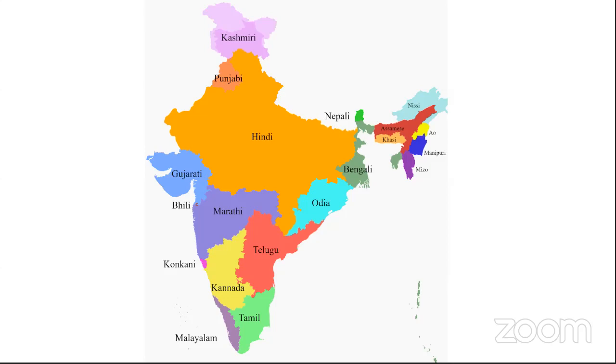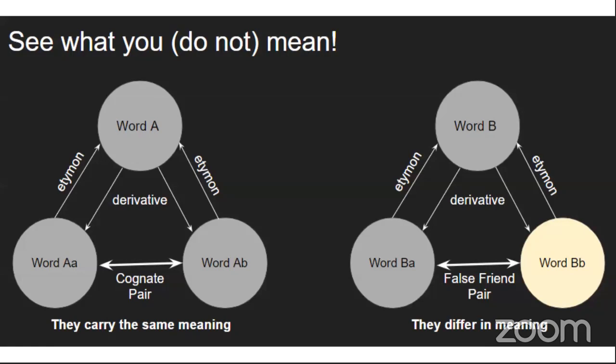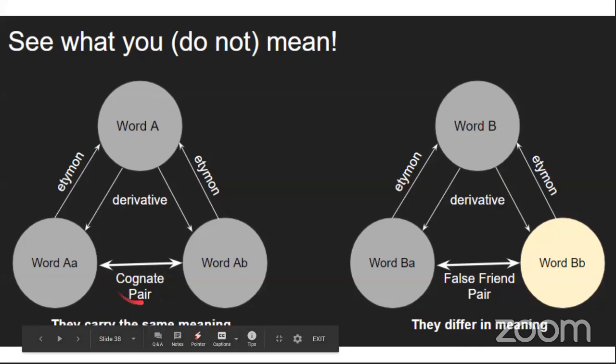Then of course you have Gujarati, Marathi, Bengali, Telugu, Kannada, and the seven sisters from the east, and all of these Indian languages. The core of my research, which is an attempt at multilinguality in NLP, especially when you are dealing with Indian languages, is trying to detect something called cognates, which is shared vocabulary, and also trying to detect something called false friends. I'll tell you what they are.